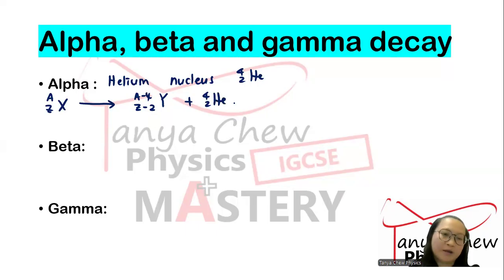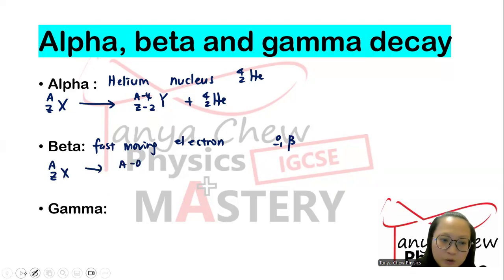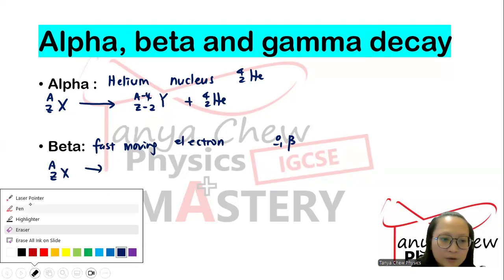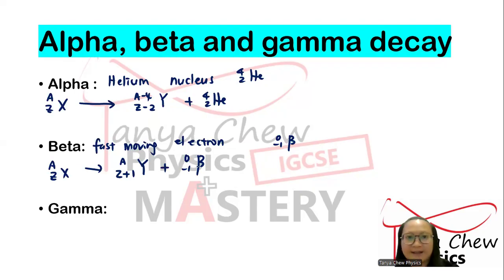That's it. Beta is called fast-moving electron, 0 -1 beta. So if this nuclide undergoes beta minus decay, you just put A here, doesn't matter, A, and then Z plus 1. This is Y plus 0 -1 beta. Because the nucleon number on the left-hand side must be balanced by the nucleon number on the right-hand side. The proton number on the left-hand side must be balanced by the sum of the proton numbers on the right-hand side.